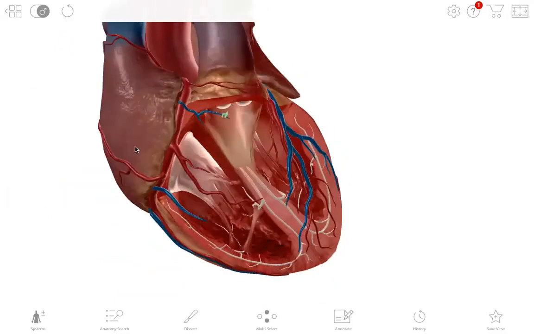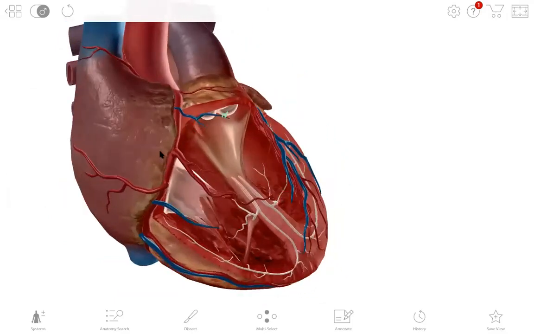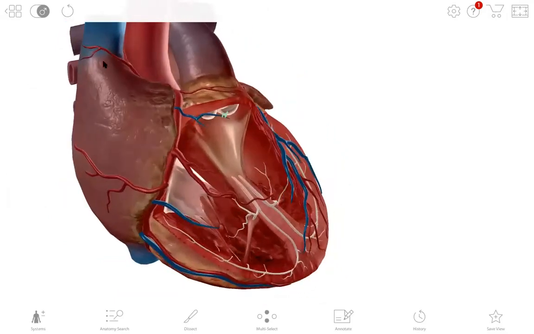So the openings in the right atrium: the superior vena cava has no valve. We know that veins usually have valves in order to have unidirectional flow of the blood.